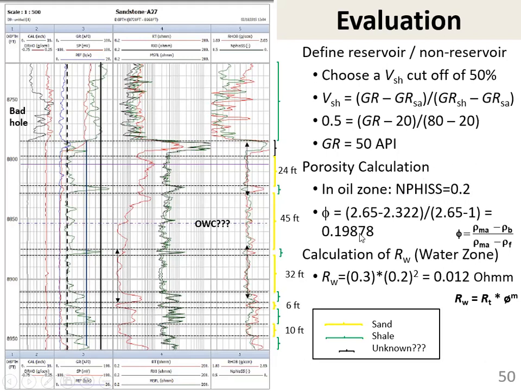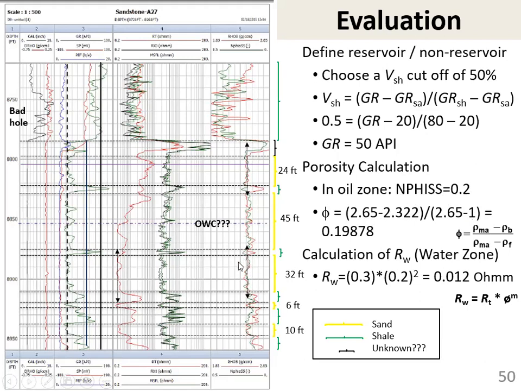To calculate the porosity from the density, remember that we're given the matrix density as 2.65. This is the fluid density, which we're given as 1, and then this is the density, the average density from this region.